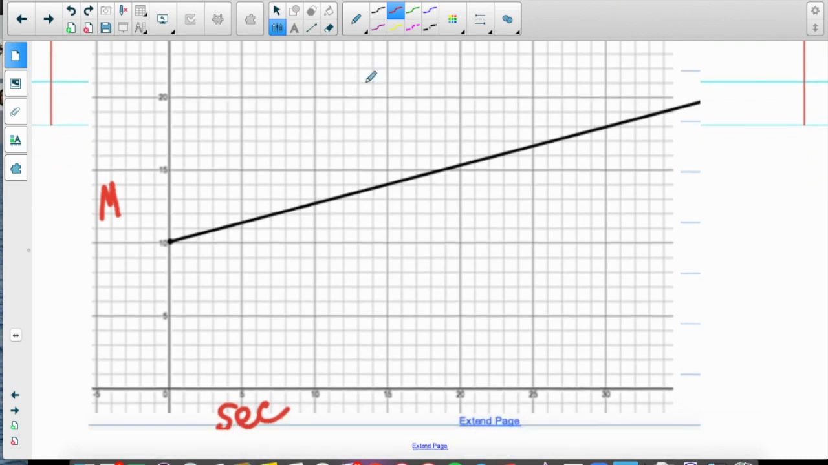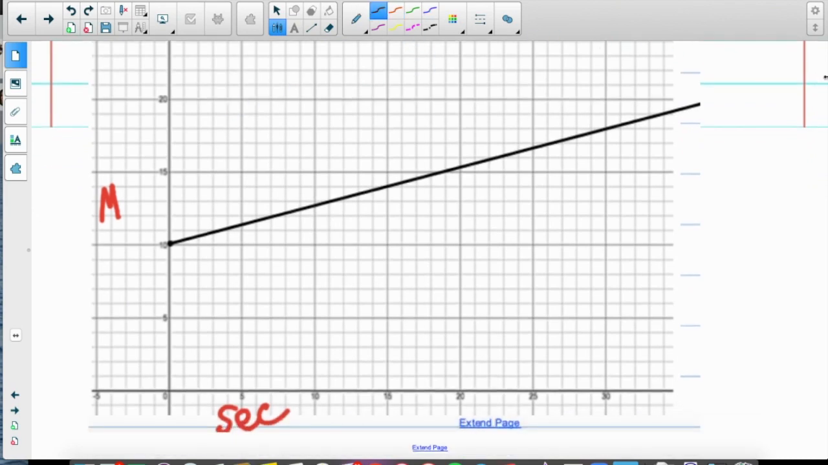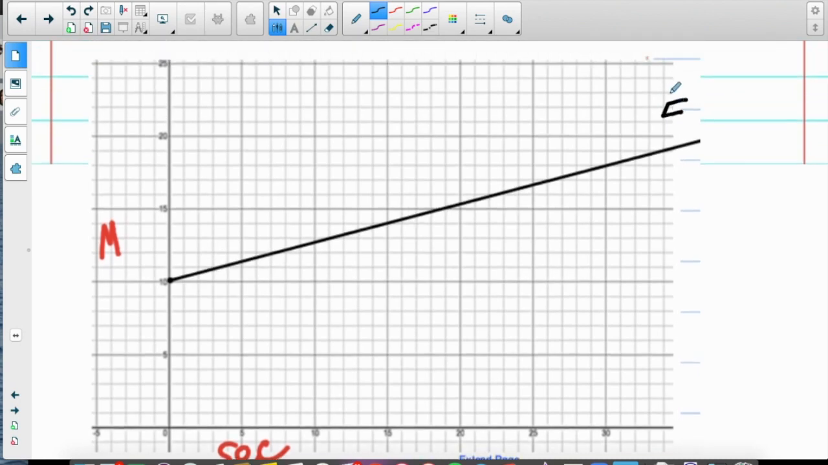So I've got my graph here with Elizabeth, and since I'm adding to it, I'm going to go ahead and label this line as E for Elizabeth.